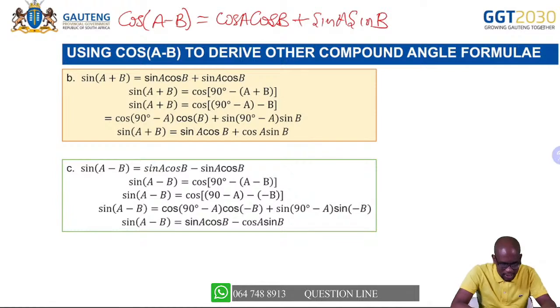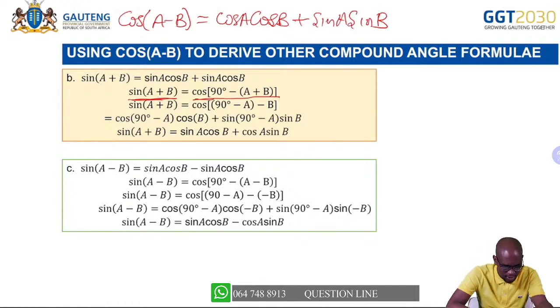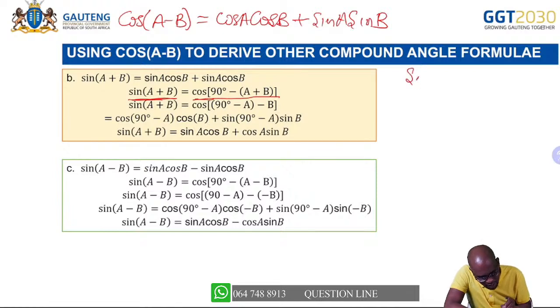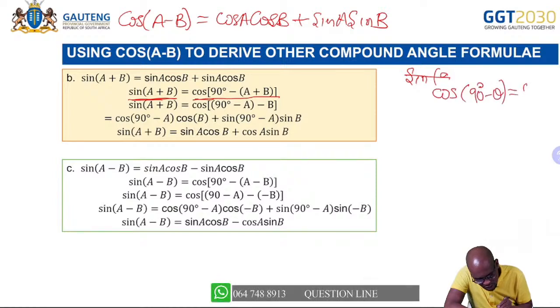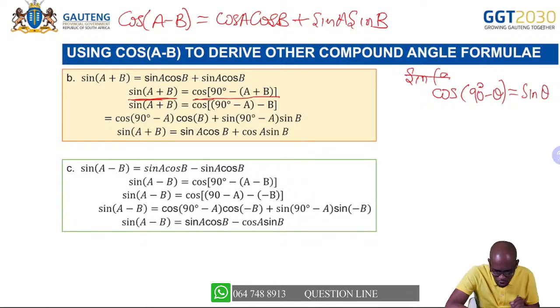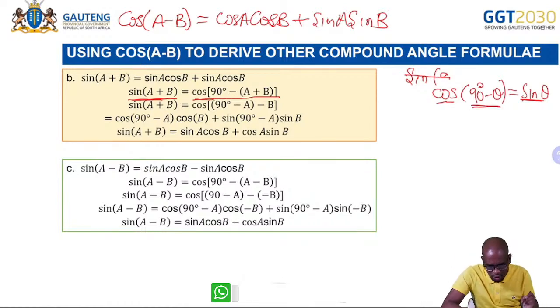Now we can use that to actually derive formulas for the sine of A plus B. How can we do that? We express the sine of A plus B as the cosine of 90 minus. Remember, we said if you have the cosine of 90 minus theta, this changes to sine theta. So we can write a sine as a cosine provided the angle becomes 90 minus the original angle.